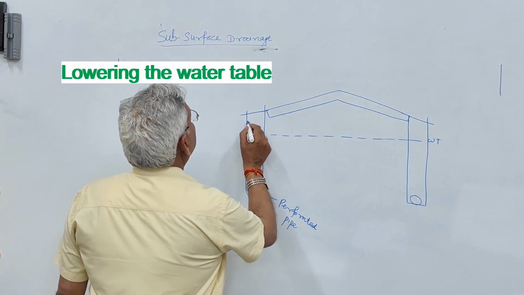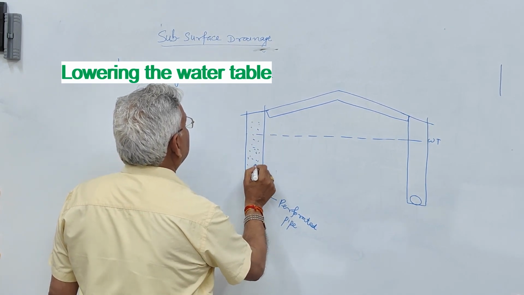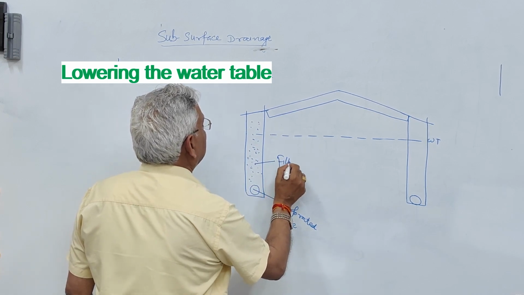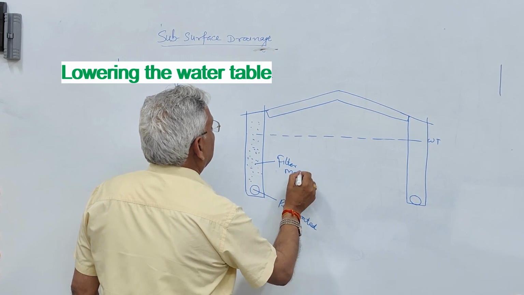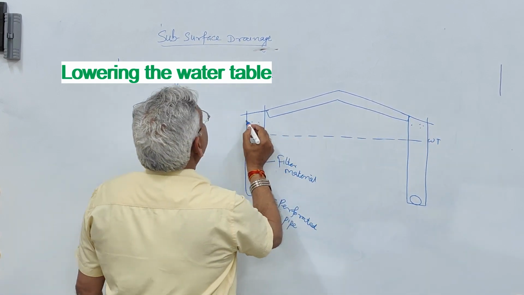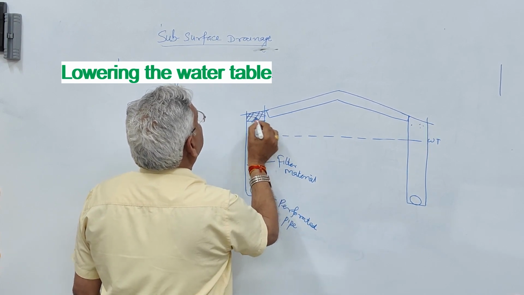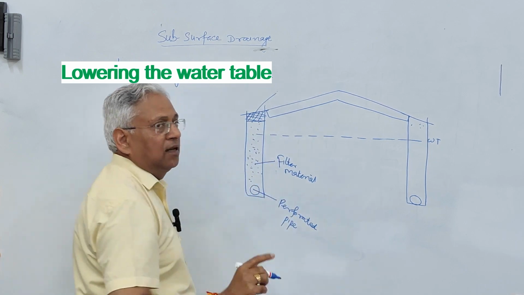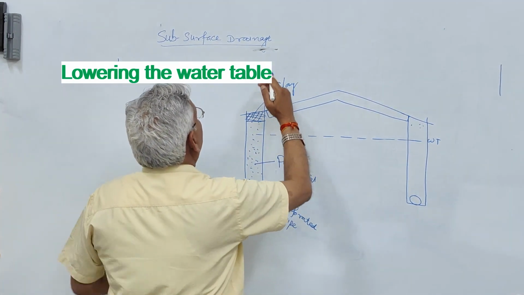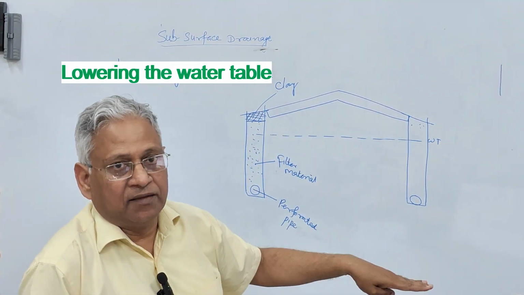And here in this trench, we provide the filter material. Now I'll tell you a little later what the filter material is. This is the filter material. And here at the top of this, we provide a cap of impervious material like clay, so that water does not enter or it does not clog the top of the drain.